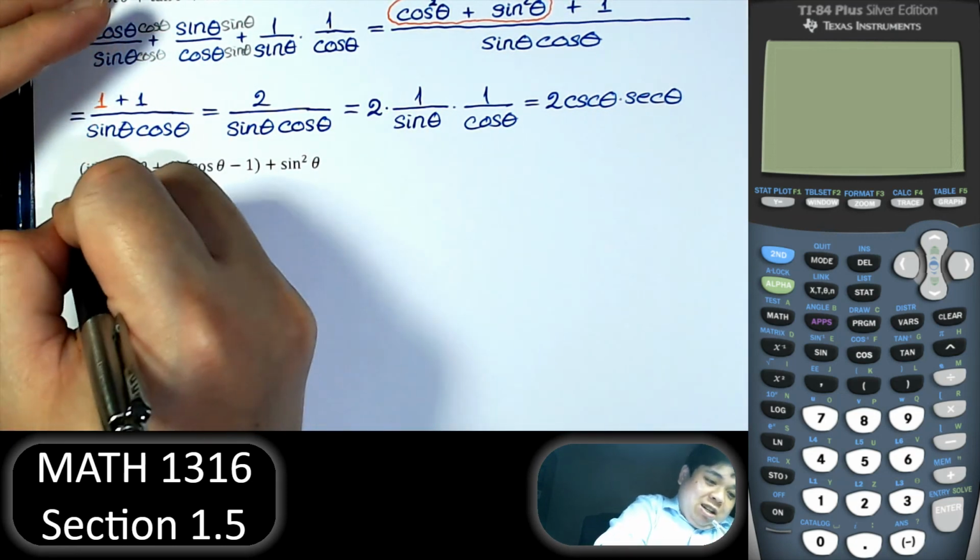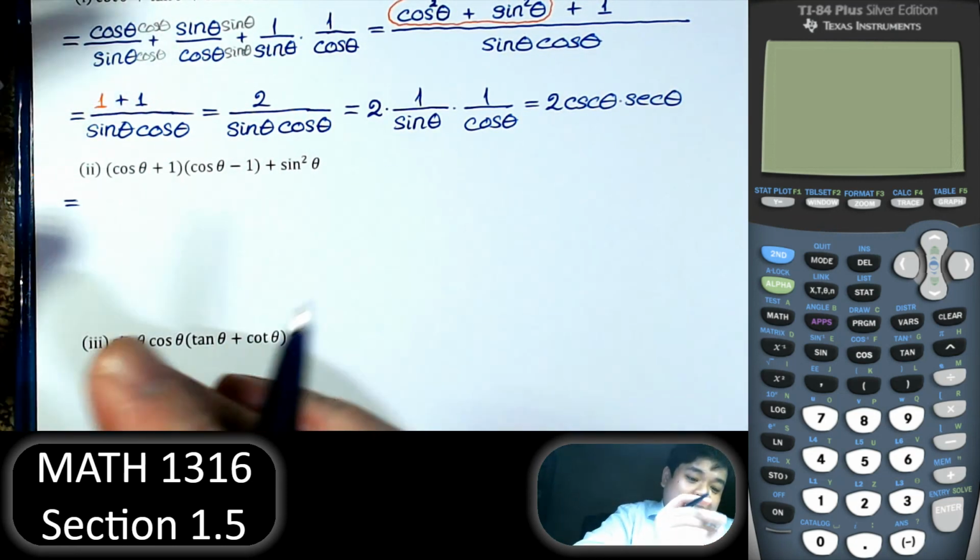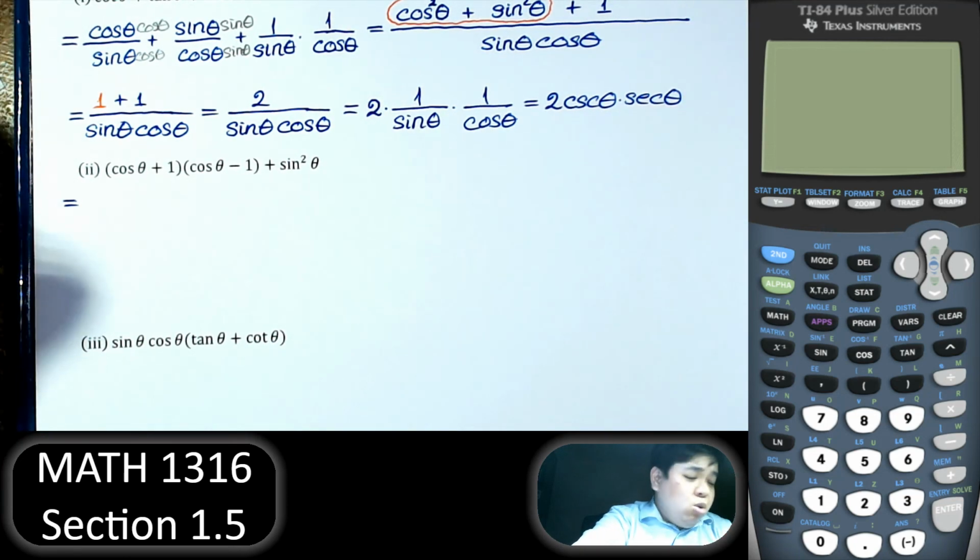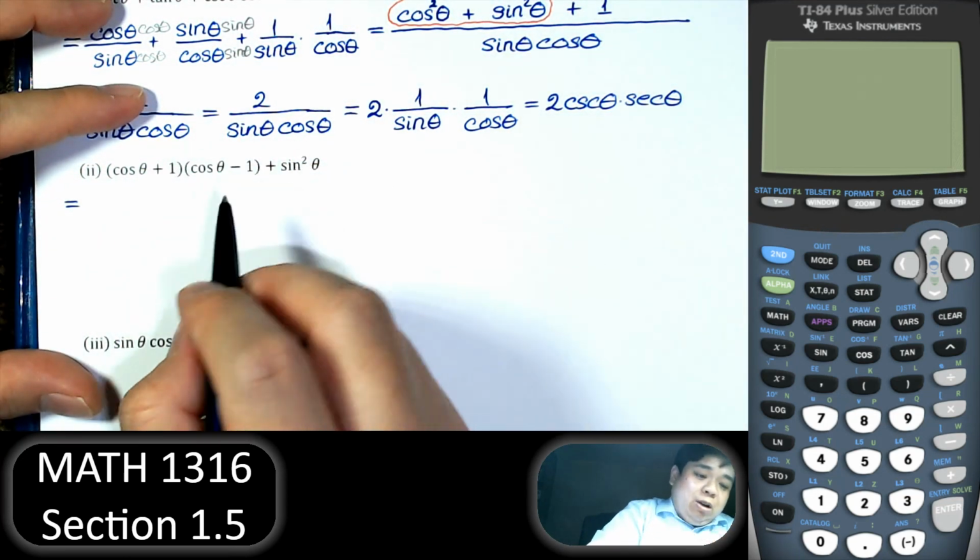Now, this one is already in sine cosine, which is good. Go straight from here, multiply them out. Cosine times cosine.